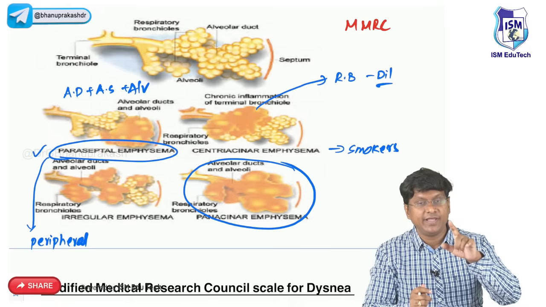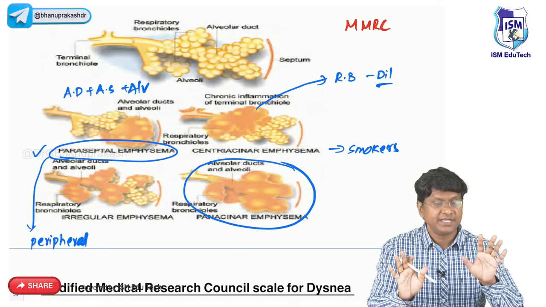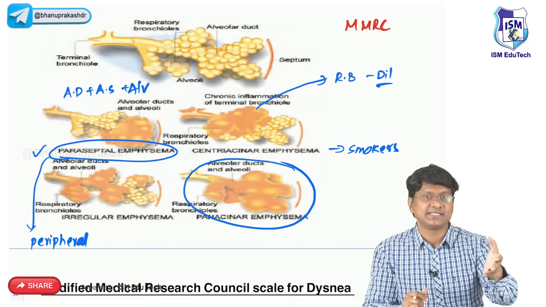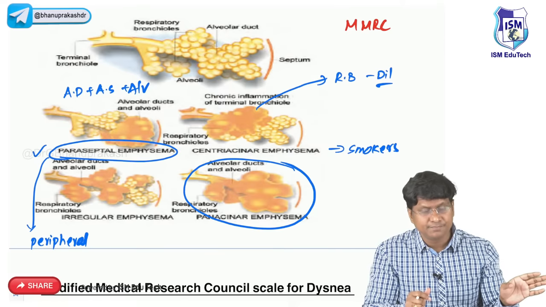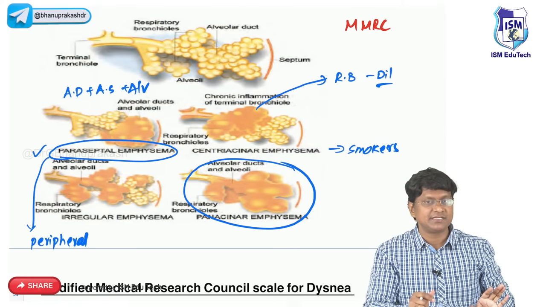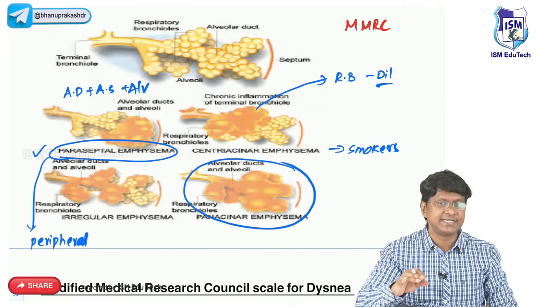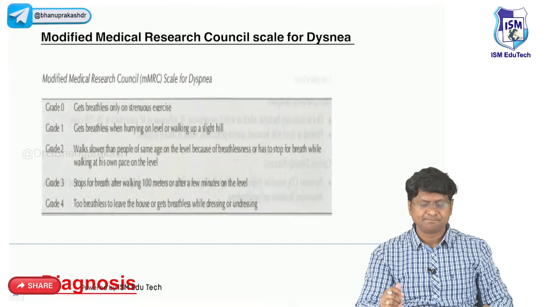Grade 0 is where there is no breathlessness while doing ordinary activity or less than ordinary activity. Breathlessness is there only on strenuous exercise. When the individual does strenuous activity, there will be breathlessness; that is grade 0. And what is grade 4? Grade 4 is where the individual has dyspnea at rest. So that is your MMRC.